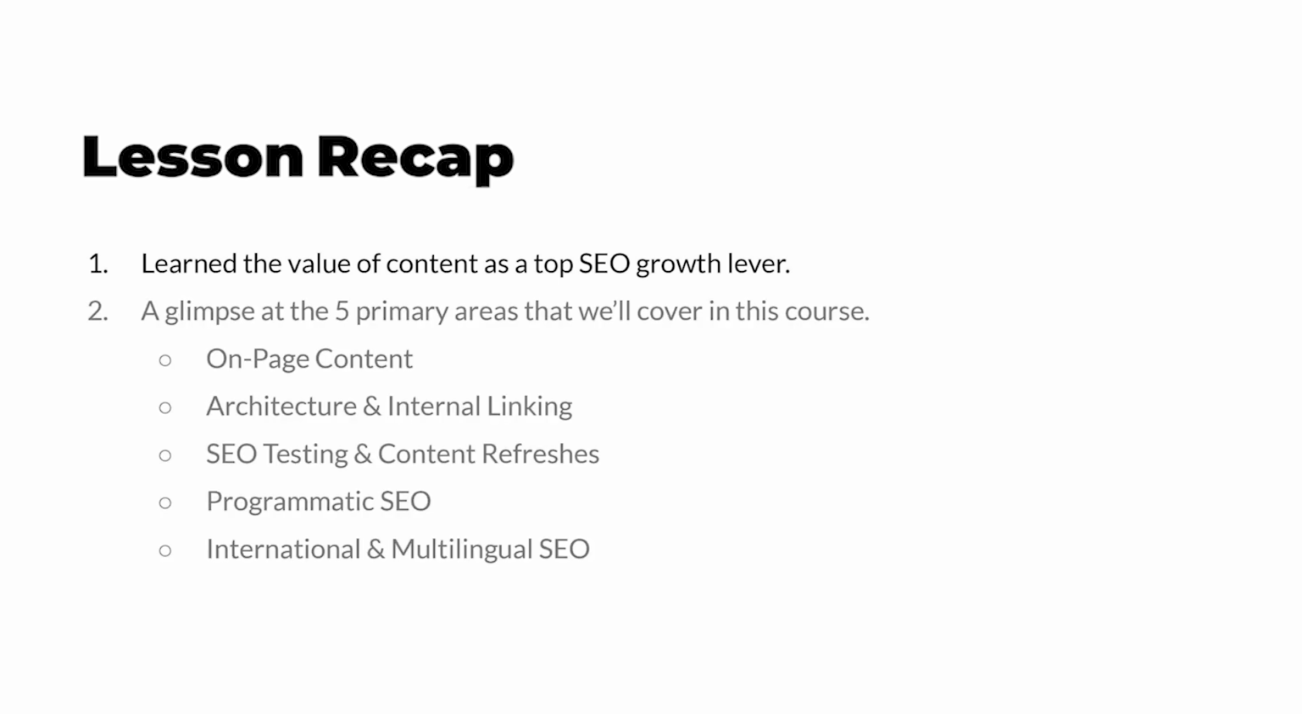And to recap, we learned the value of content as a top SEO growth lever. We took a glimpse at the 5 primary areas that we'll cover in this course. Once again: on-page content, architecture and internal linking, SEO testing and content refreshes, programmatic SEO, and international and multilingual SEO. And last, we also learned a few key concepts for on-page SEO.